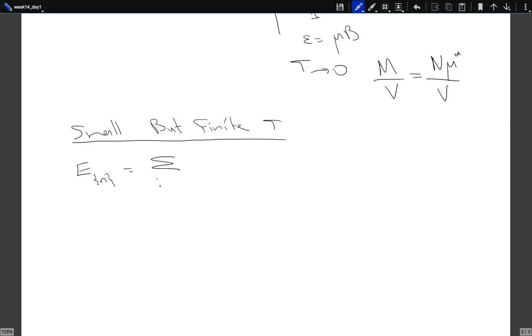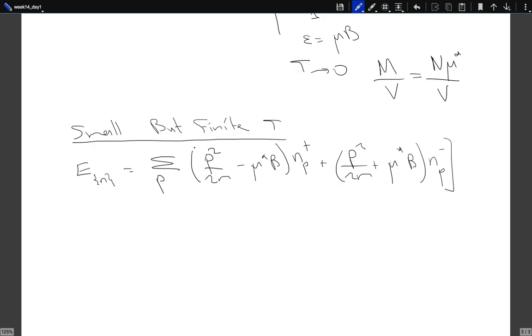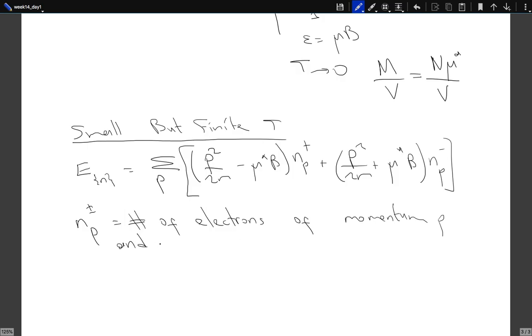So this is equal to the sum over all p of p squared over 2m minus mu star B times n_p plus, plus p squared over 2m plus mu star B times n_p minus. So n_p plus or minus is the number of electrons of momentum p and spin either parallel or anti-parallel to B. Plus is for parallel, minus for anti-parallel.